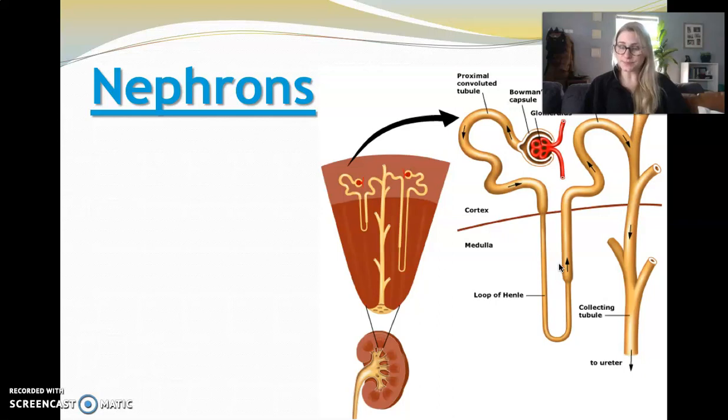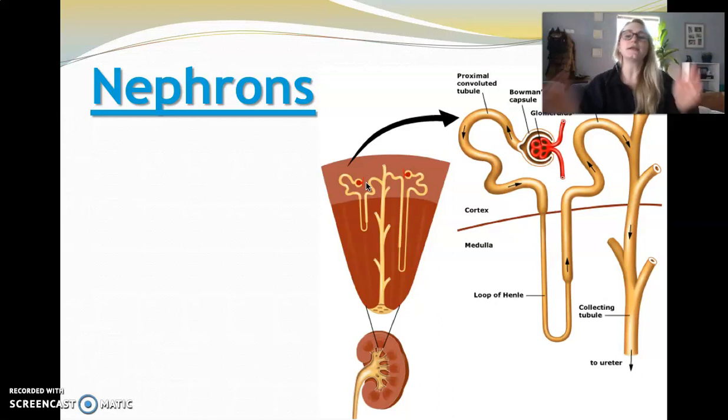Your nephrons. So you might remember from the first video that the structure of the kidney has three layers. We have the capsule, we have the cortex, and we have the medulla, just like the adrenal glands. In this case, you can see the medulla being this darker color area and the cortex being this outer portion. This is super important with our nephron.